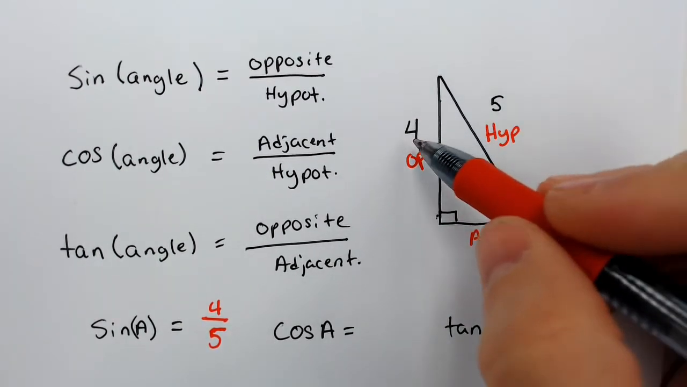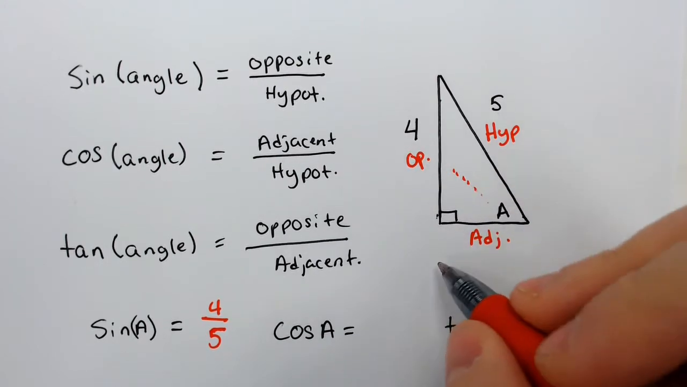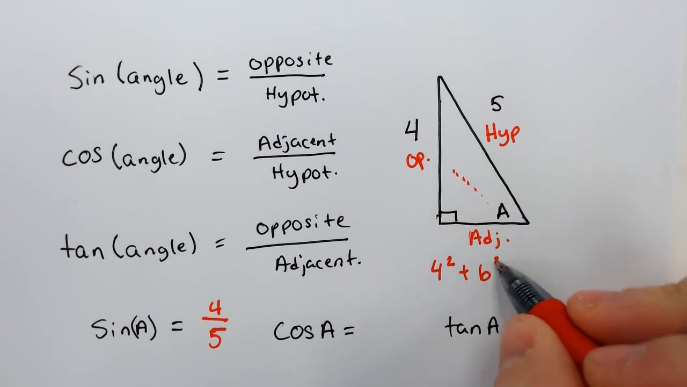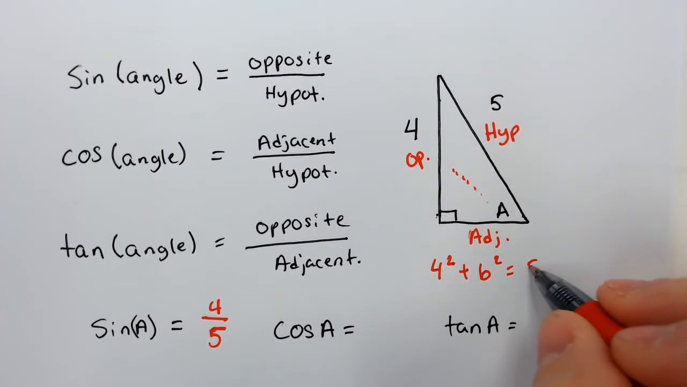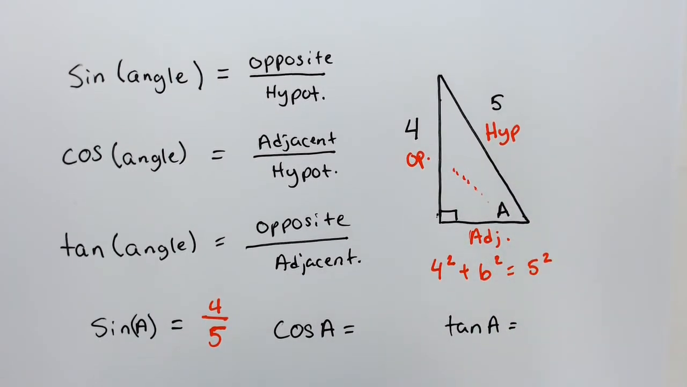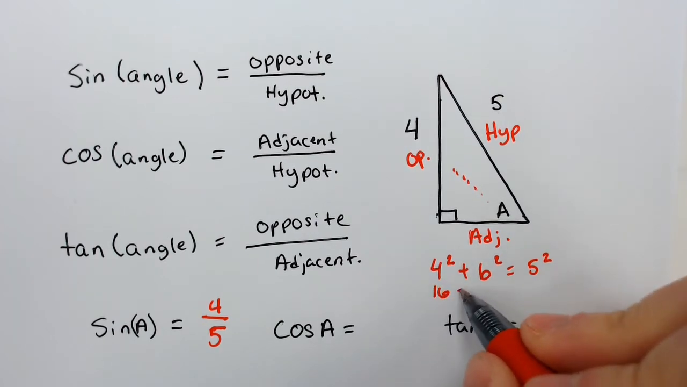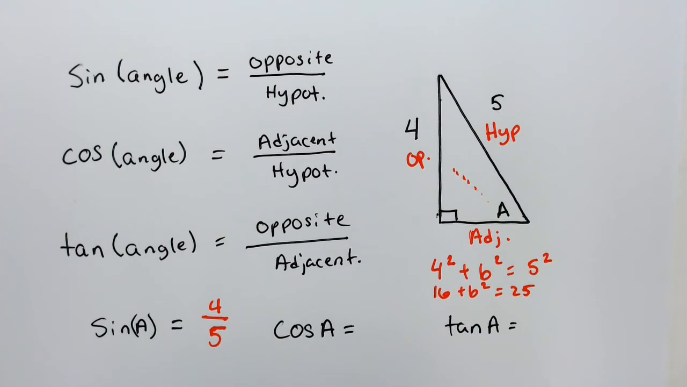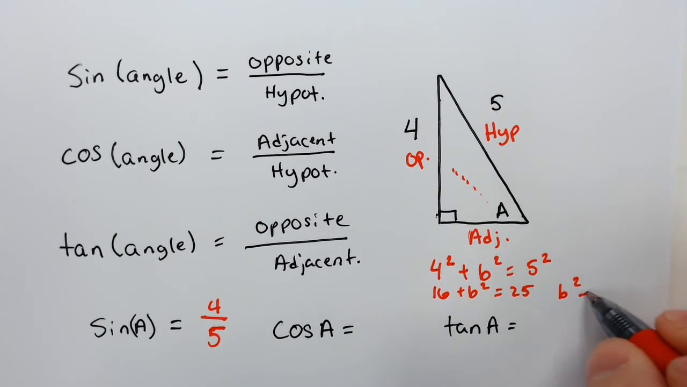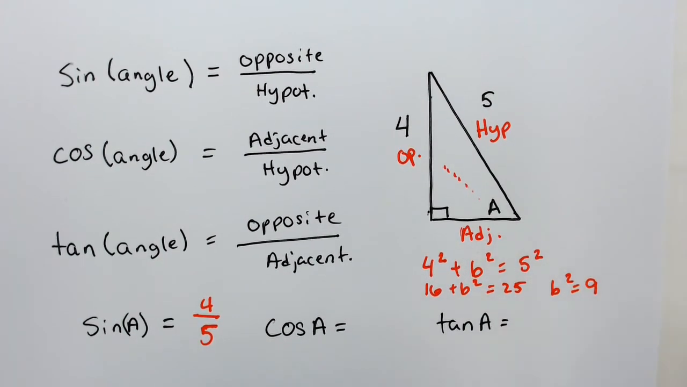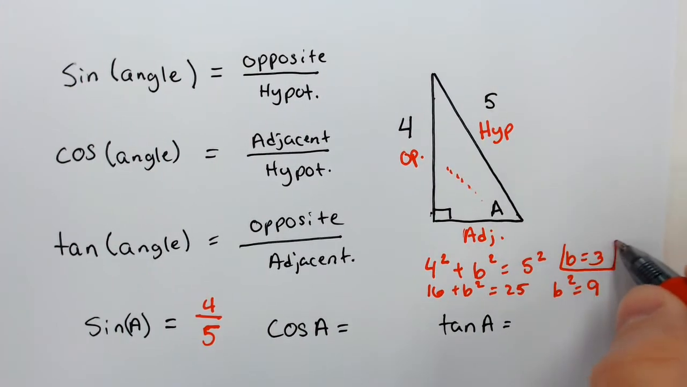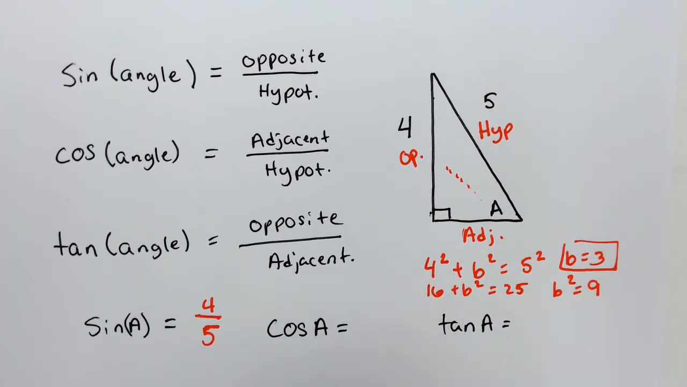So the Pythagorean theorem would be a squared, which I'm going to call the 4 squared, b squared we don't know, c squared is always the hypotenuse. We get 16 plus b squared equals 25. And when I subtract 16, I get b squared equals 9, which means b, or the adjacent, is 3. And that's the only real math you have to do.